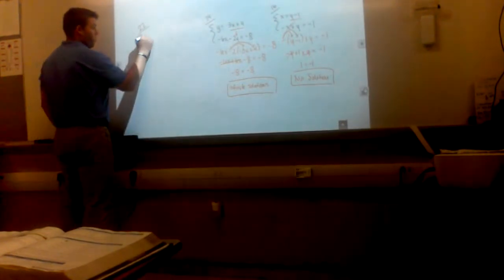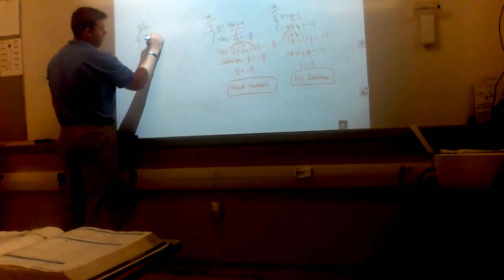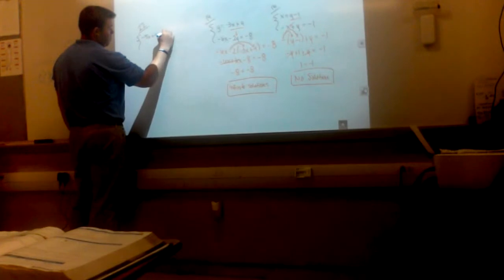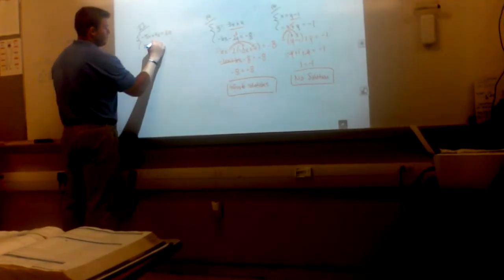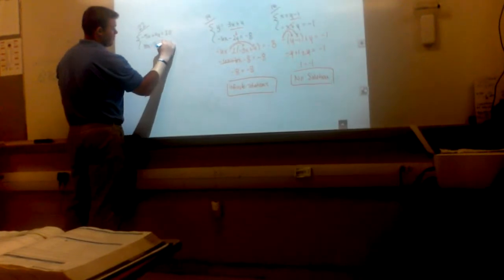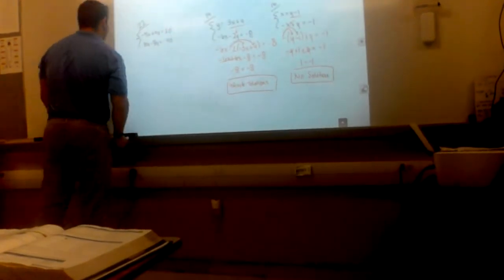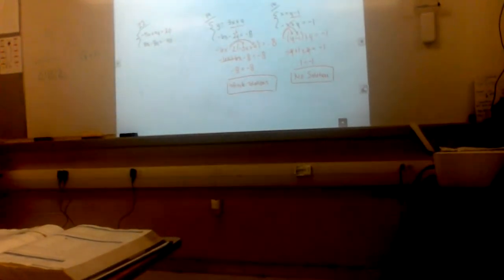Negative 5x plus 4y equals 20. Okay. 10x minus 8y equals negative 40. Okay, this one probably seems hard because we haven't seen one like this yet. We haven't seen a problem that looks like this, okay?